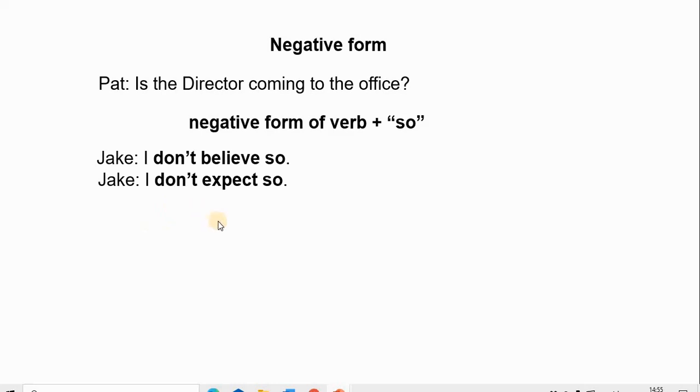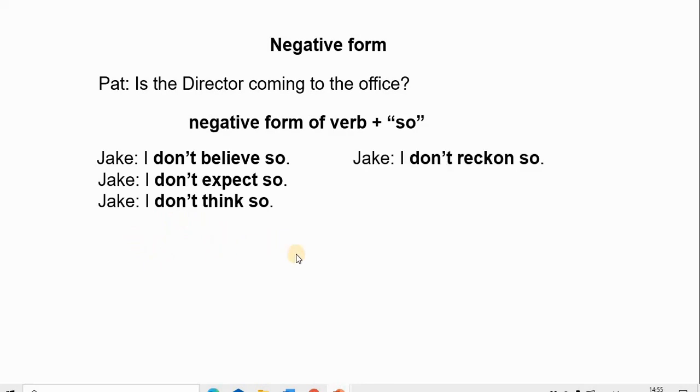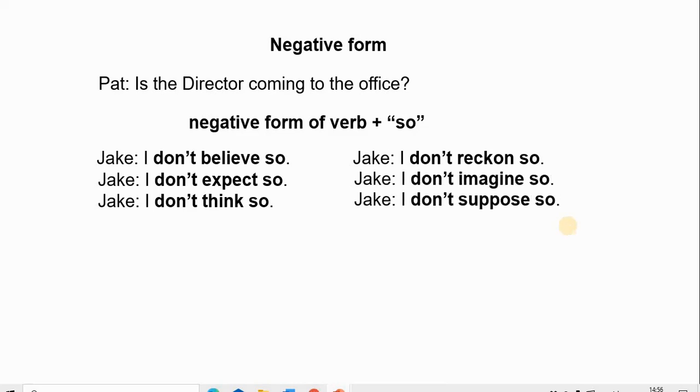I don't expect so. I don't think so. I don't reckon so. I don't imagine so. And I don't suppose so. So an example here, when Jane said, I don't reckon so. This means that I don't reckon that the director is coming to the office. So again, so replaces the that clause.